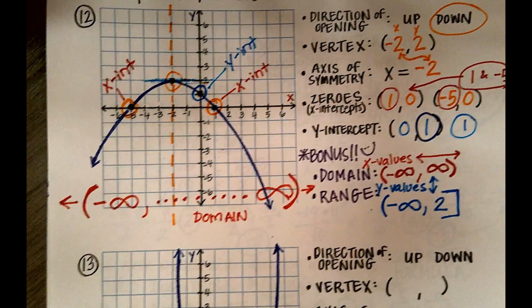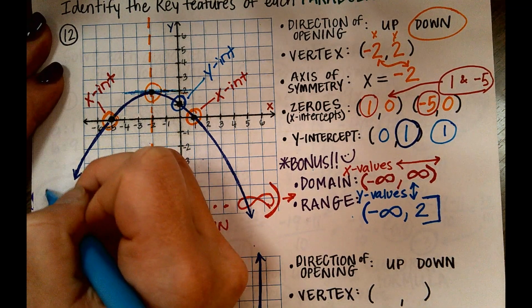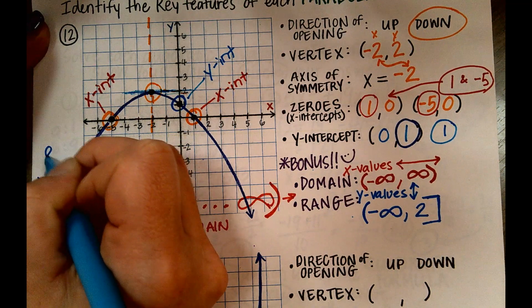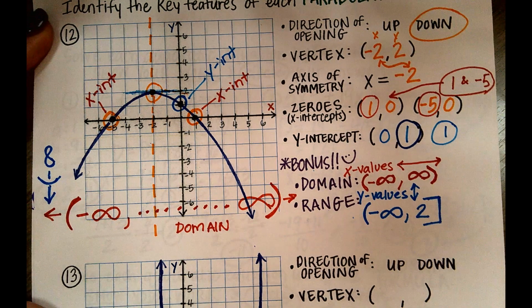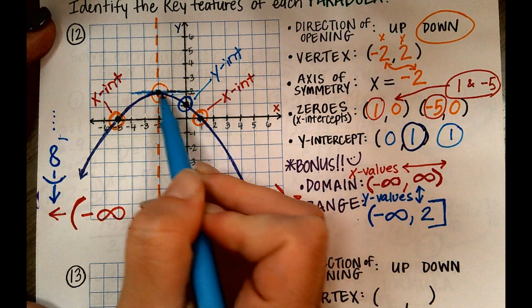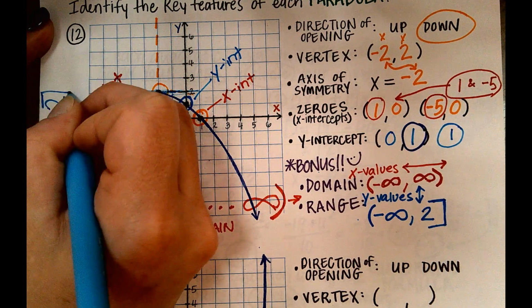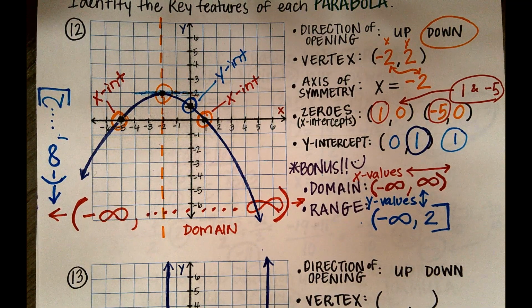So if I wanted to show a visual of that, here is my negative infinity. I'm writing it sideways, stretching all the way down, and then it stops at 2. That's my boundary. So this ends to the negative.